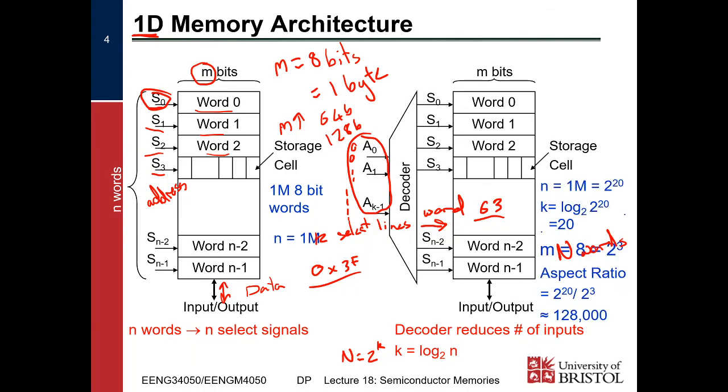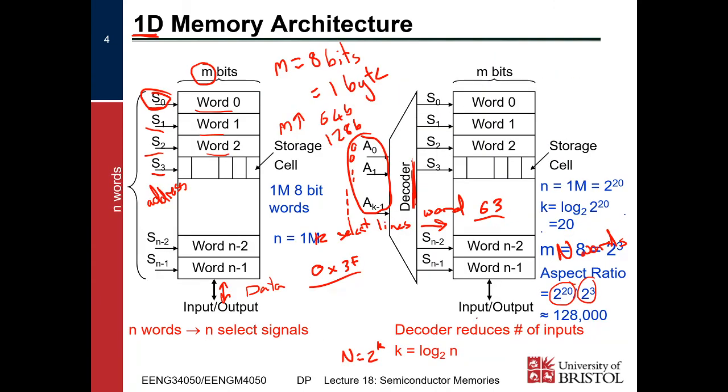Problem is, even with the decoder here, we've got an aspect ratio, so an input to output quantity. If we say a 20-bit address with 8-bit words, n is 1 meg, which is 2 to the 20, and k is log 2 of n, which is 20. So if we have a 20-bit address, we get an aspect ratio of 2 to the 20 by 2 to the 3, which is 128,000. That means we've got 128,000 words all being worked off of this one decoder.